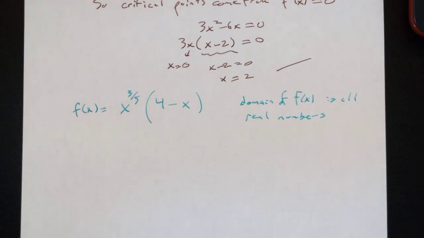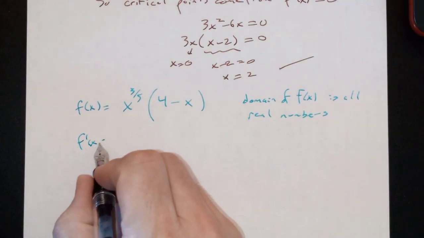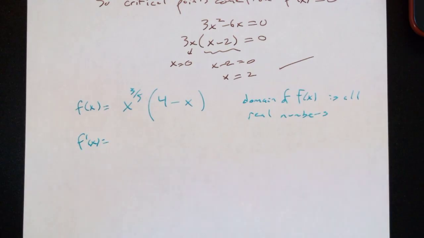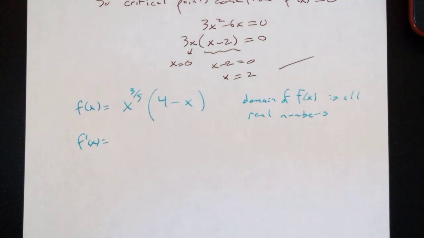What'd you do, Nicolina? 3 fifths x to the negative 2 fifths times negative 1. Uh-oh. These are multiplied together. If I take the derivative of this, that's a product rule. Ike, what did you do?